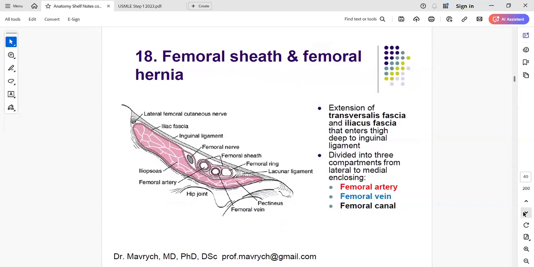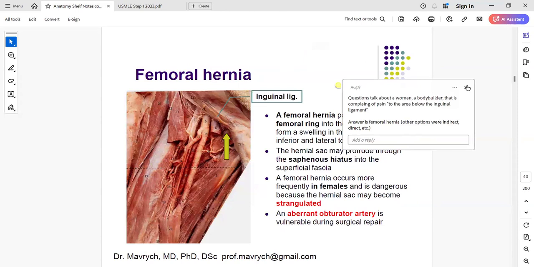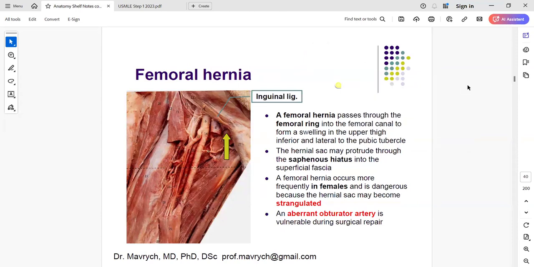Femoral hernia. Okay, let's just do a little bit of femoral hernia. Femoral hernia is very important. They don't usually ask it like that, but just a little bit. It commonly occurs in females, and is less common than inguinal hernia, obviously. It commonly occurs in old age people. It's dangerous because the herniated sac could become strangulated, right? That's about it for femoral hernia.